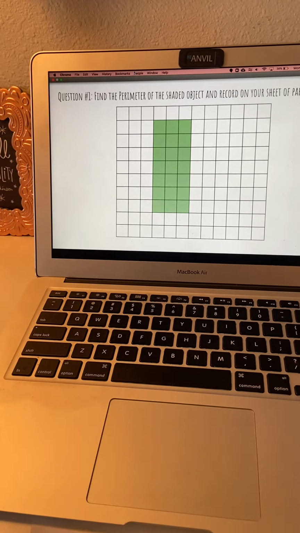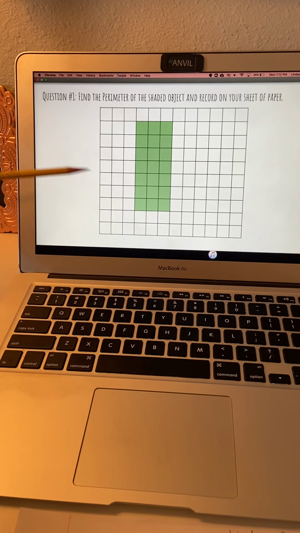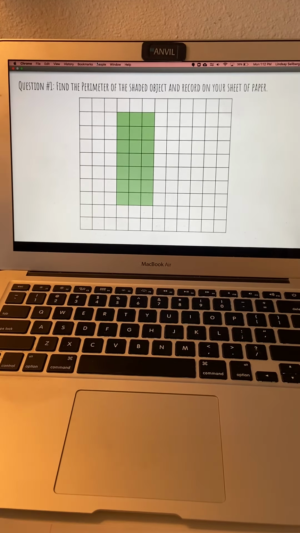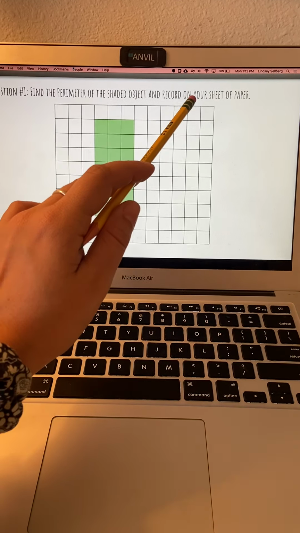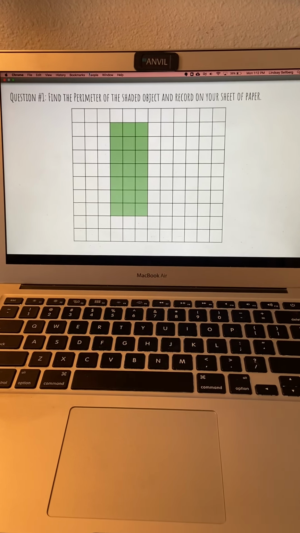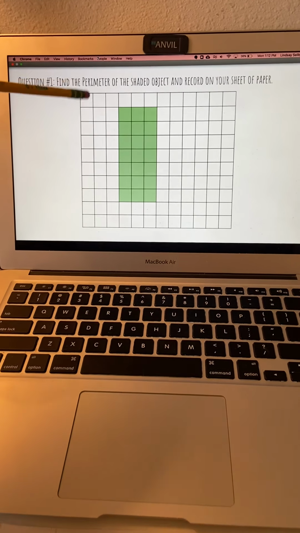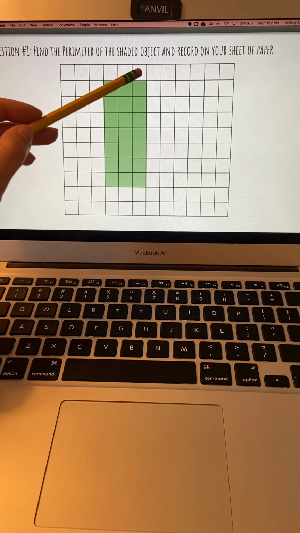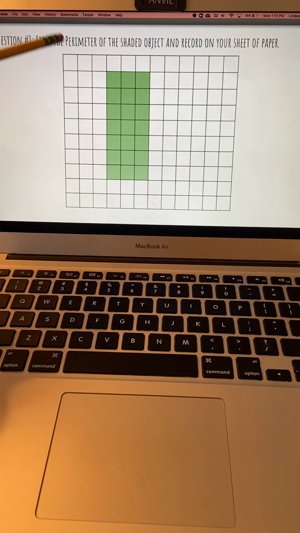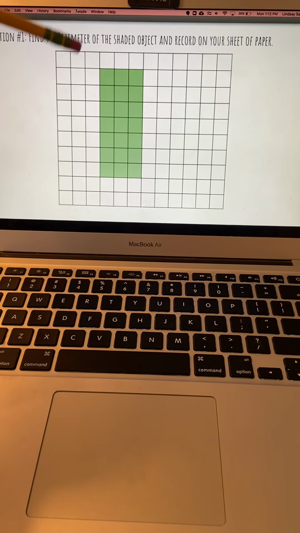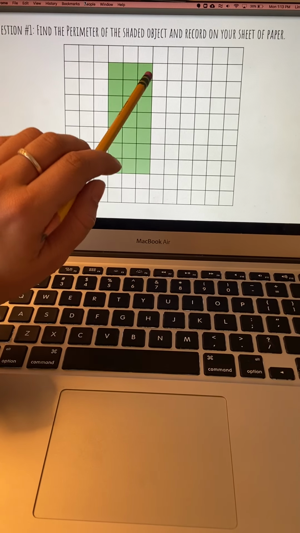Question number 1. Remember, these are not the questions that you are going to have on your slide. I made extra questions for me to solve so that I can show you how to solve them. It says question 1, find the perimeter of the shaded object and record on your sheet of paper. Remember, when we're finding the perimeter of an object, we are counting the outside. I'm going to go around and count these outside lines. They're called units. Since they're not labeled with any measurement, you're going to call any unit of measurement that's not labeled a unit.